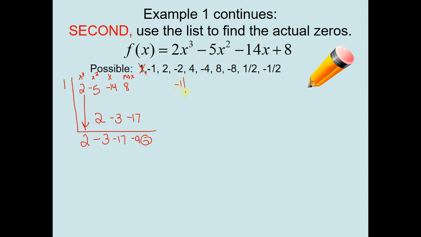Let's try negative 1. Basically, we're looking to see if we can win the lottery and get a 0 here. So let's drop the 2 down. 2 times negative 1 is negative 2. It's negative 7. 14 minus 7. Negative 7, actually. This would be 7. Dang nabbit. Frowny face. It's 15 there. So negative 1 didn't work. Let's try 2.